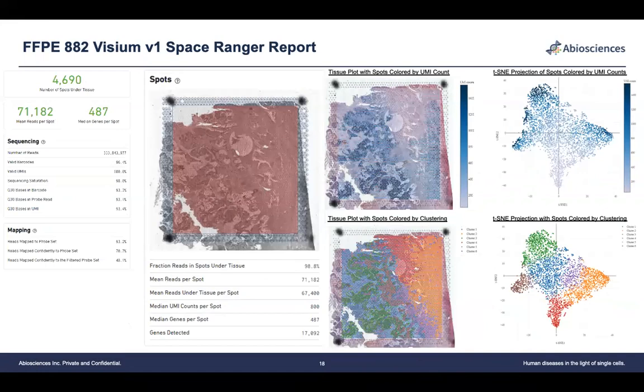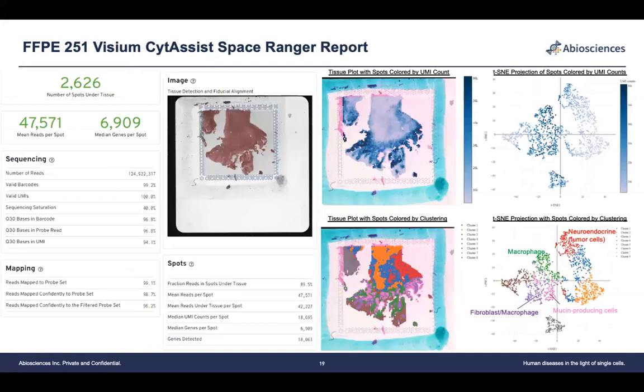As you can see, with these 400 genes per spot, the clusters are hard to distinguish from each other. But with the Cytosis data, you can really appreciate that we are having more genes, and now we can go into more detail to understand each of the cell types and clusters.